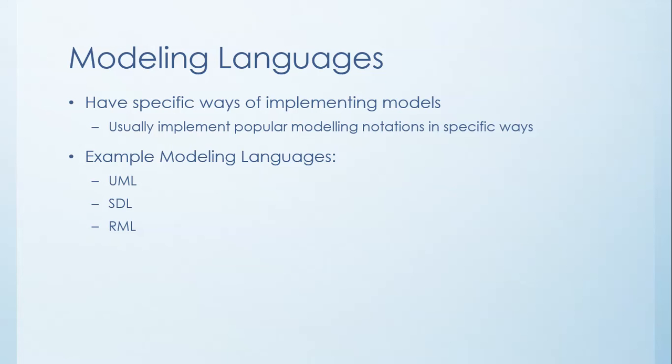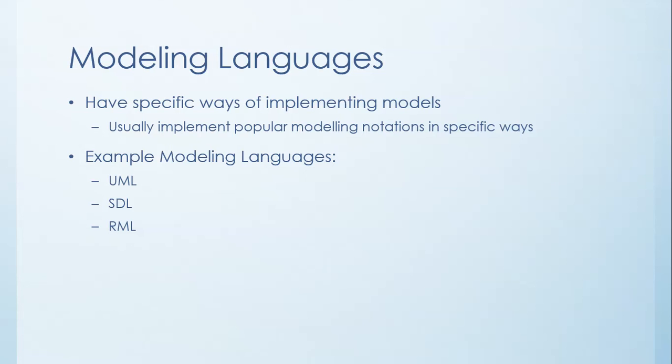That being said, as I alluded a little bit earlier, there are things called modeling languages. Modeling languages are groups or collections of models, and a lot of the generic models that exist, modeling languages have specific ways of how they implement some of those models. So for example, there are at least three modeling languages that I'm highlighting here. That's UML, the Unified Modeling Language, SDL, and RML. UML is probably one of the more popular ones amongst them.